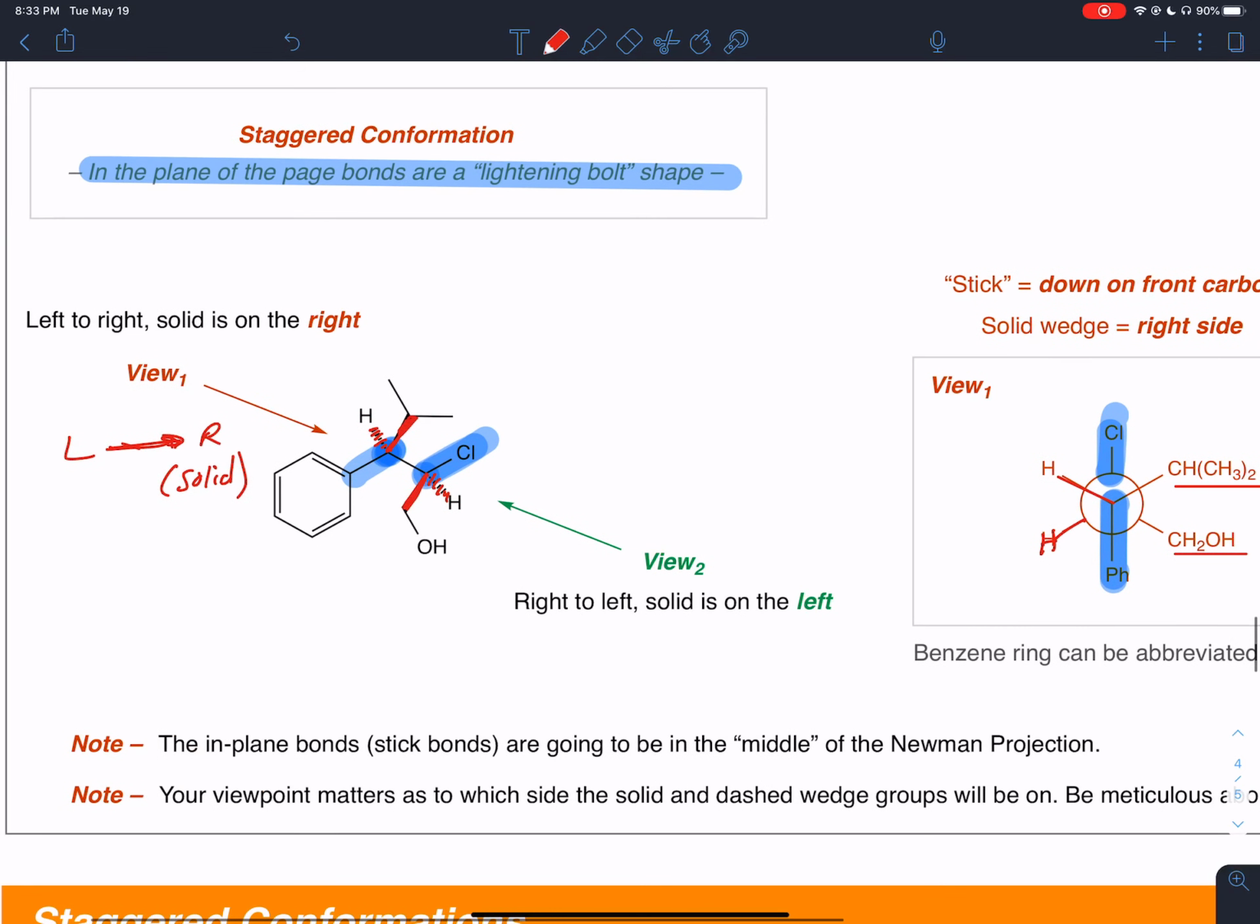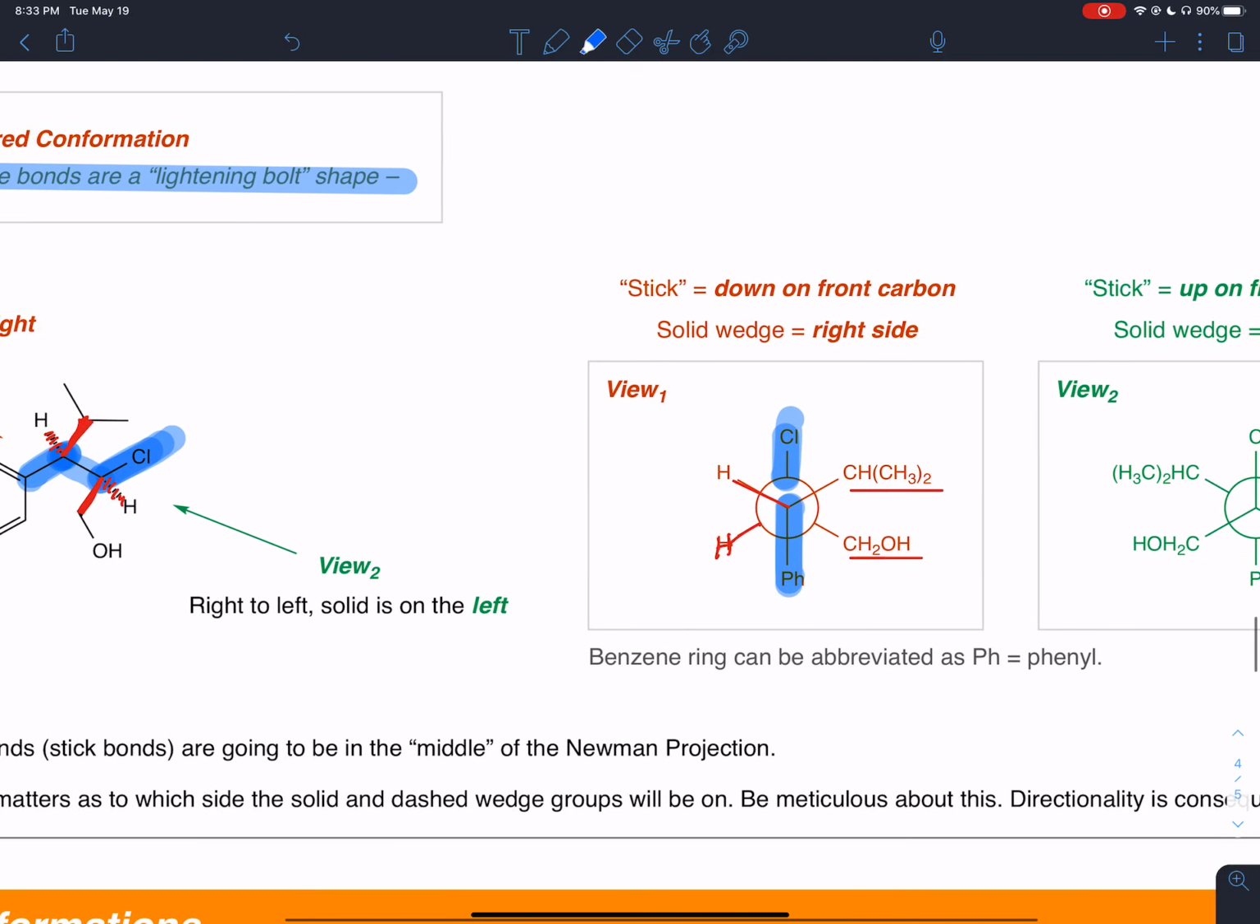Okay? So we're going to reiterate that when you look from left to right, the solid wedge is on the right. I think that's a good way to remember that, and it's a 2D strategy for a 3D issue here, right? How do we convert a molecule and think in 3D space to visualize it differently as a Newman projection? Okay, the in the plane of the page bonds will be in the middle of your structure, and the solid and dash will be on the right and left, respectively.